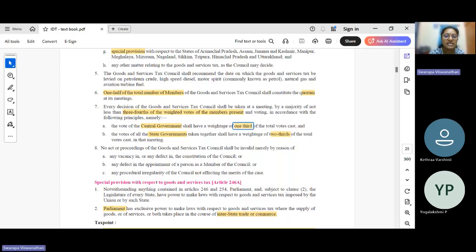Why I am emphasizing these 1/3, 2/3, 50% quorum, 3/4 of the weighted votes is because these can come as MCQ questions. So when you are reading your study material, you need to highlight the pointers that you think can be an MCQ question. These kinds of thresholds, limits, certain compositions, these can be your MCQ questions.